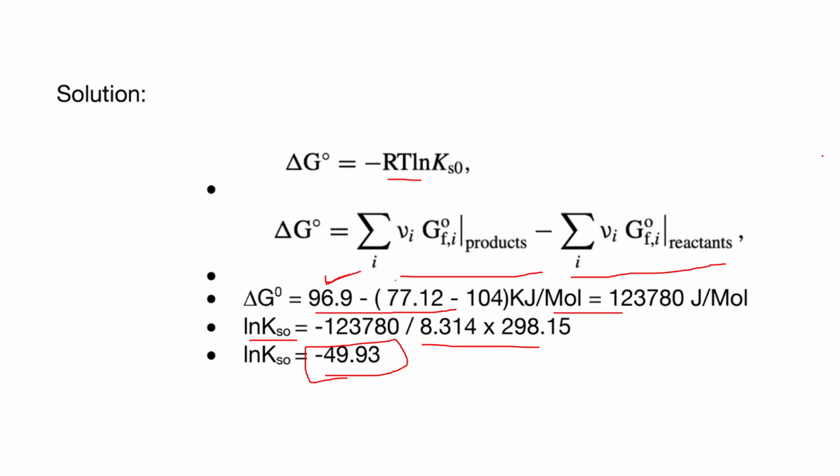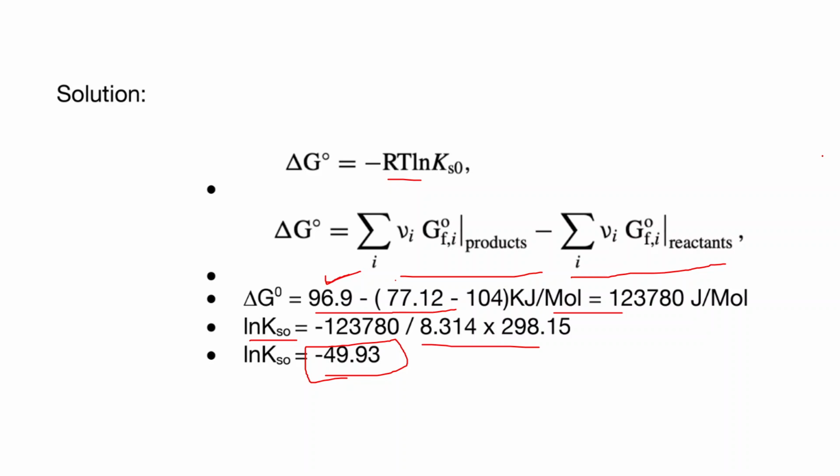We'll see the solution now. So delta G is equal to minus RT ln K. So here K is Ksp. So delta G is equal to Gibbs free energy of formation of products minus Gibbs free energy of formation of reactants. So we are talking about the precipitation reaction, right? So that's why the precipitate will be the product. So this is 96.9 minus 77.12 plus 104. This is what we got, 123780.